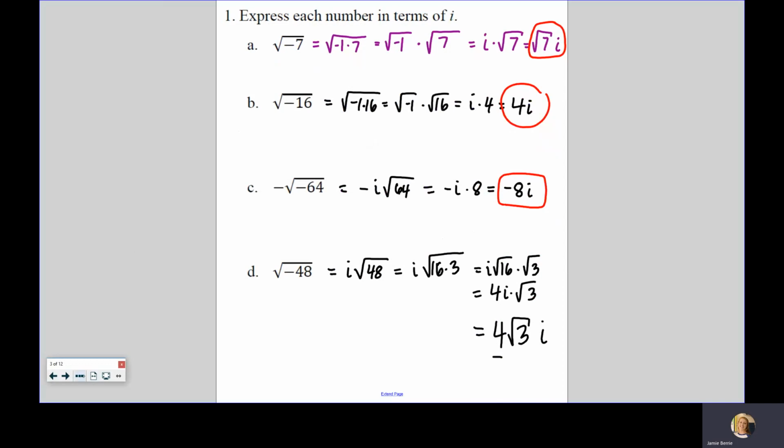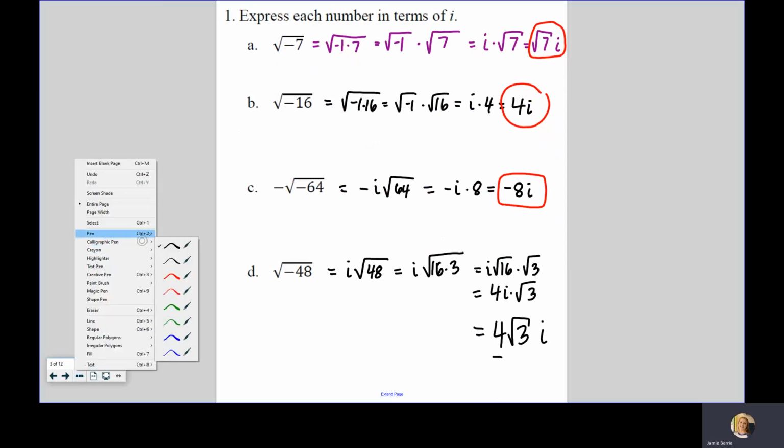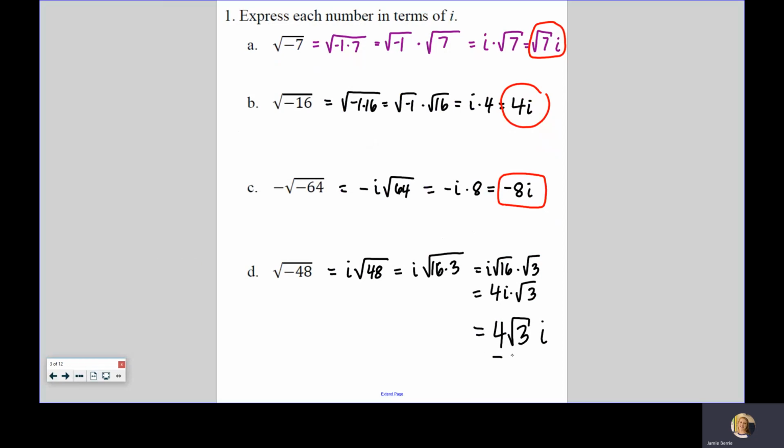All right, let's just circle our answer. We'll be done. And I know that I'm done because 3 has no perfect square factors, so I cannot simplify that down any further.